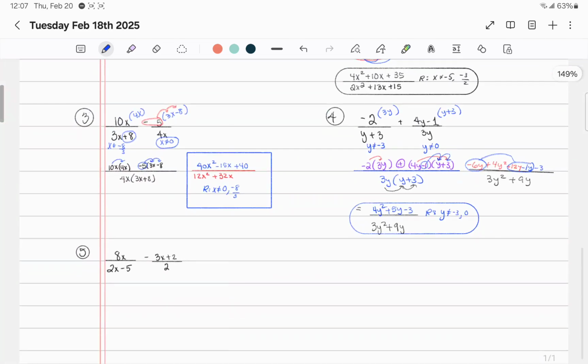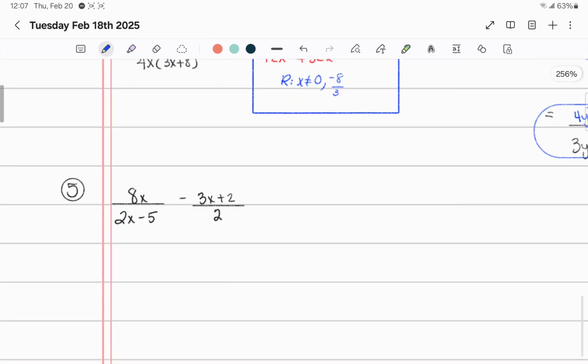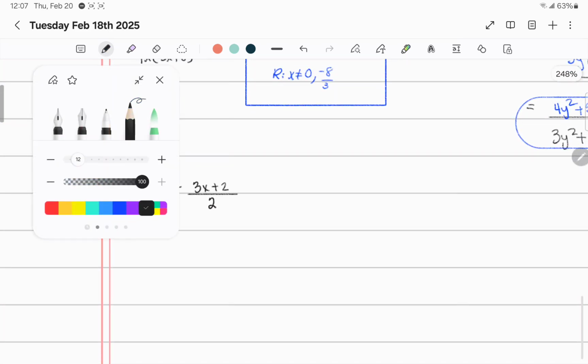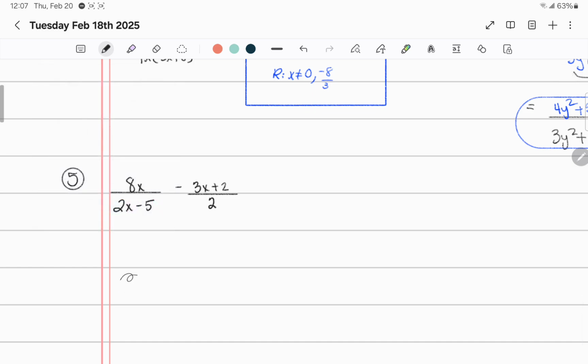All right, last one. So our bottom will be 2 times 2x minus 5. Our restriction here, x cannot equal positive 5. And then we take the 2 and put it underneath. So that's our restriction. And then we want to cross multiply like that.